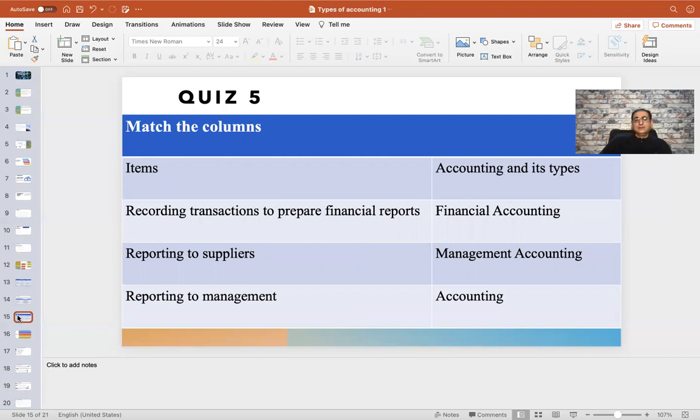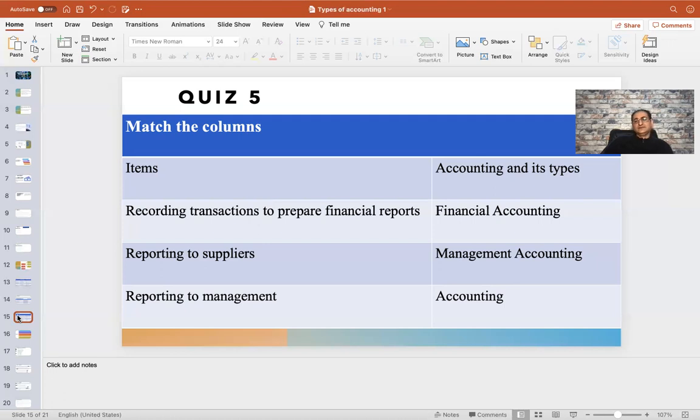The second one is reporting to suppliers. So financial accounting, management accounting, or accounting. Again, it is suppliers, which are outsiders. So definitely financial accounting reports.